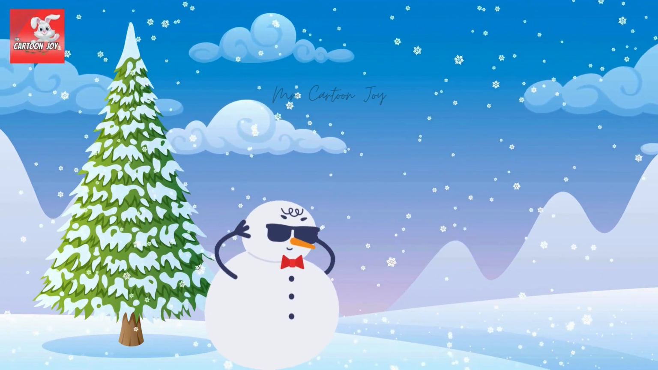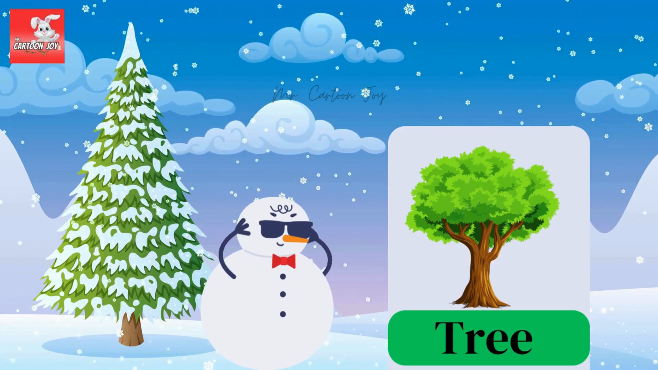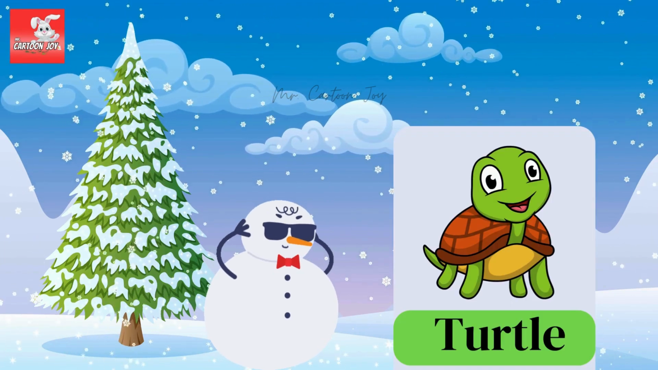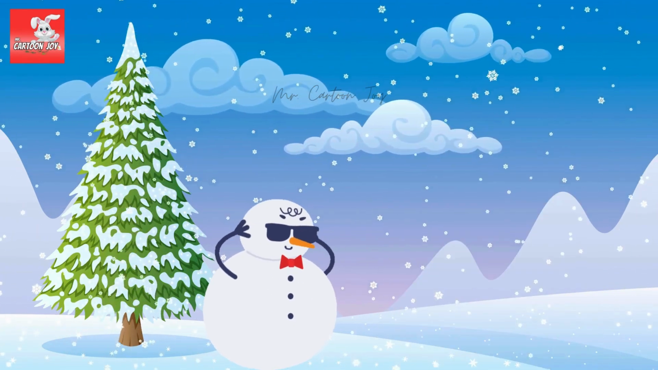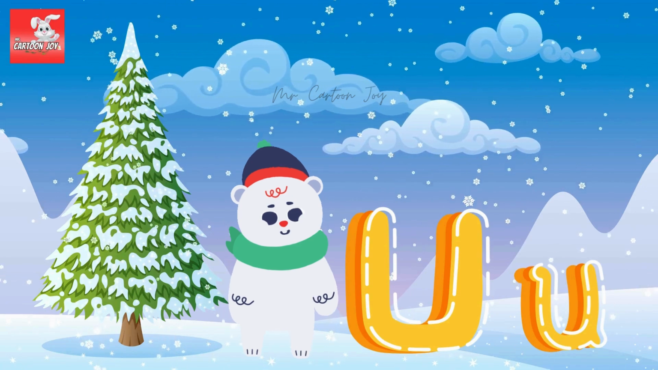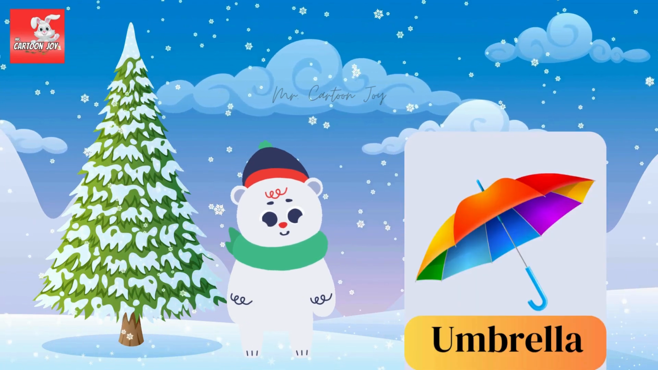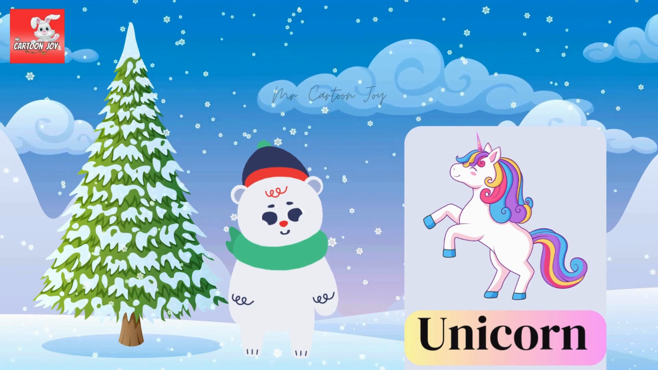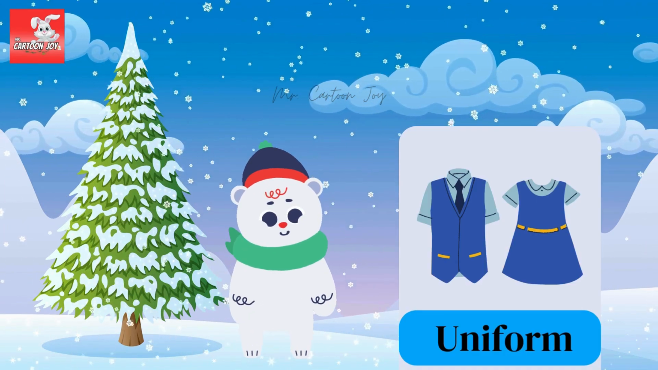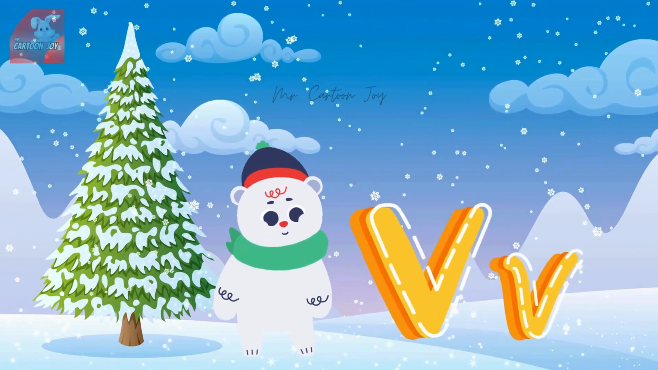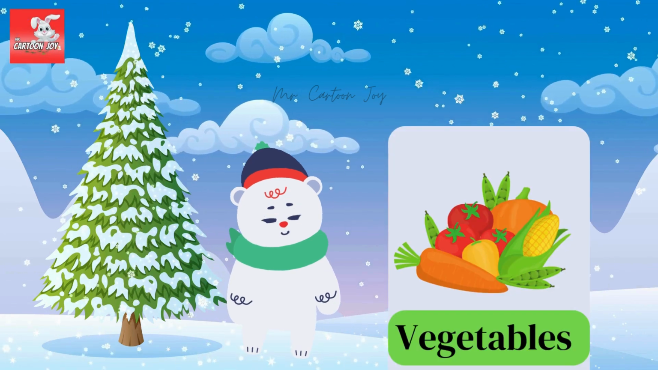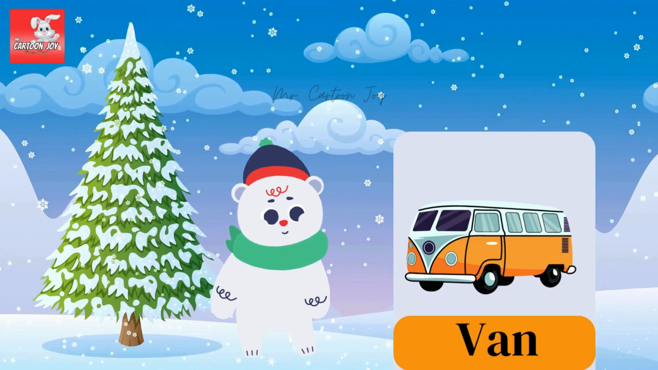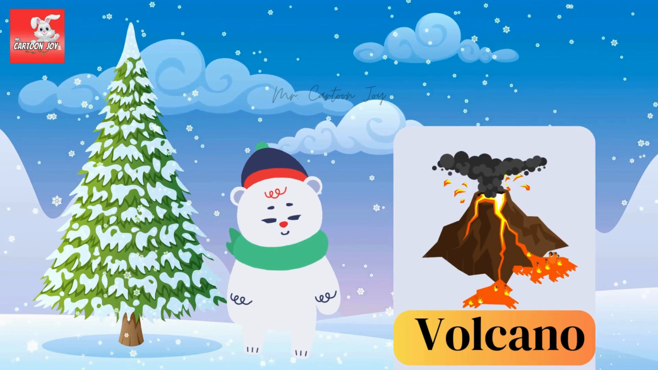T. T for tree. T for train. T for turtle. U. U for umbrella. U for unicorn. U for uniform. V. V for vegetables. V for van. V for volcano.